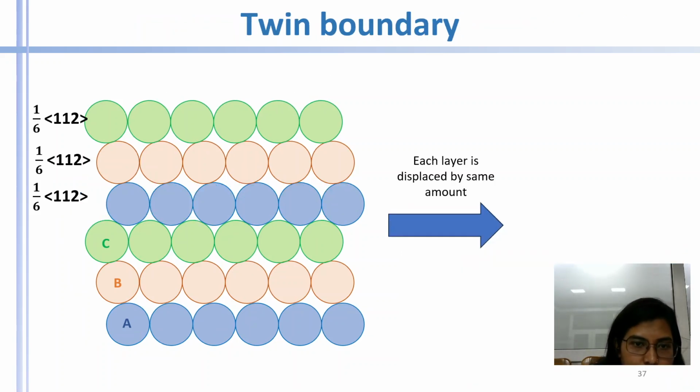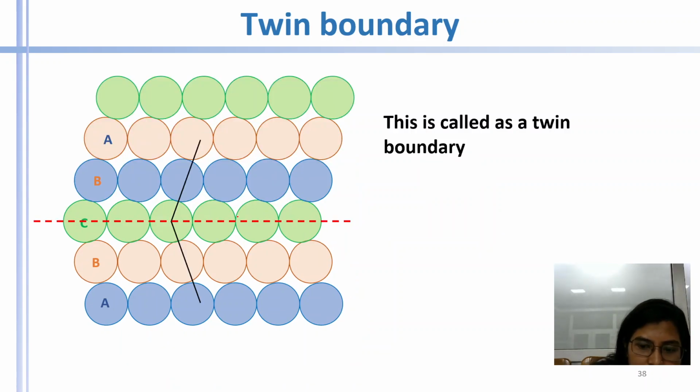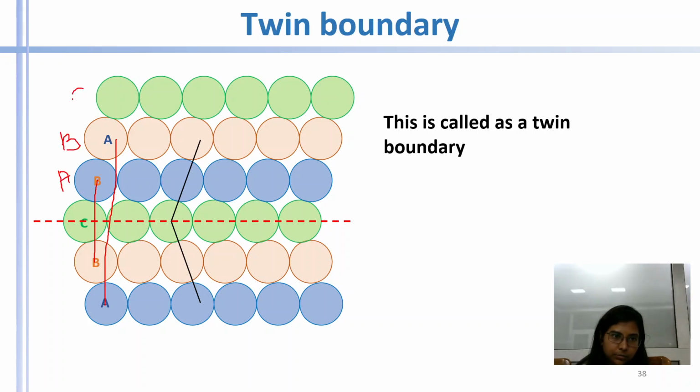Now what happens in case of twin boundaries? Here each layer is displaced by the same amount. Previously only one layer was displaced. Here these three layers, each of them is displaced by the same amount. Then it comes down to something like this. This comes directly under this, exactly like this, and this becomes exactly like this. If I give the old notation, this was supposed to be A, this B, this C. So my previous A has become my new B and my B has become my A.